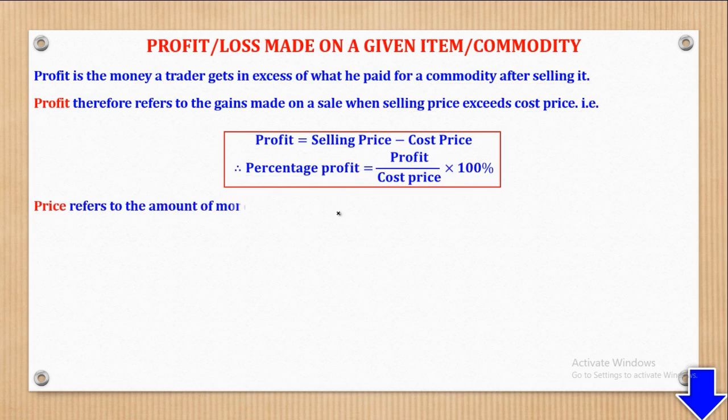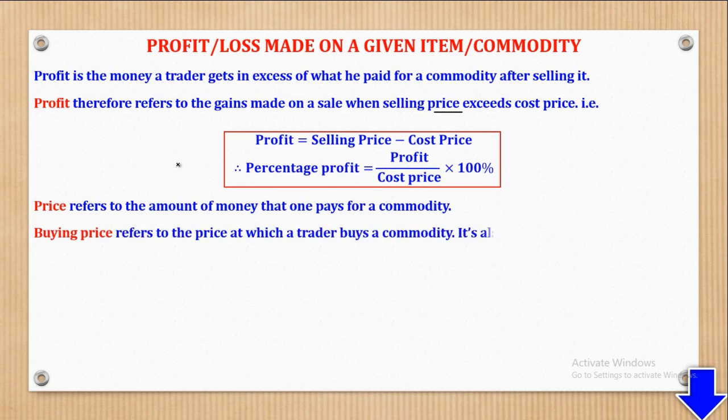So what does the word price mean? The word price refers to the amount of money that one pays for a commodity. What about buying price? Buying price refers to the price at which a trader buys a commodity, and it is also known as cost price. Remember, in the illustration seen, the buying price was the same as the cost price.